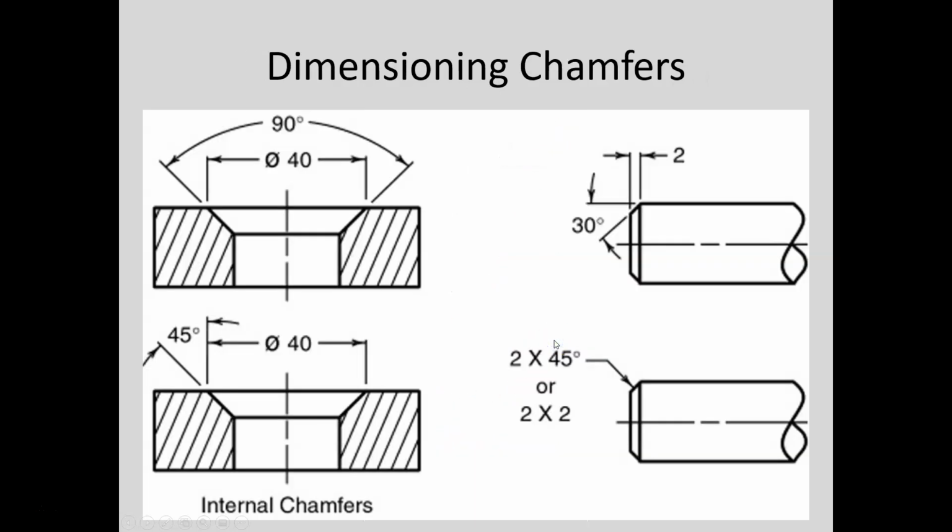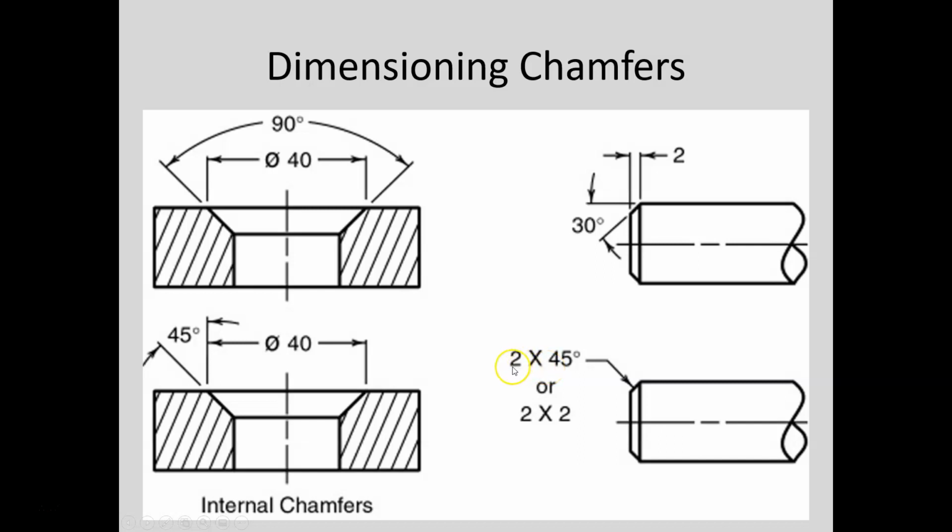Chamfers, okay? So negative chamfers or chamfers on holes can be dimensioned like this or like this. External chamfers can be dimensioned like this or this. This is actually preferred. Notice again the spacing between the x. When we use x as by, we have a space preceding and after.